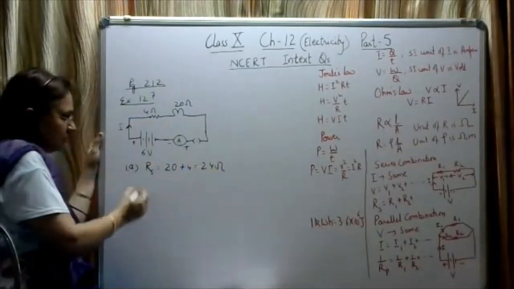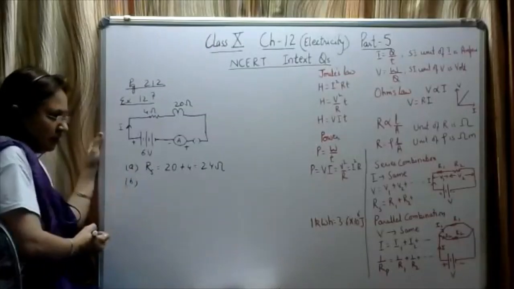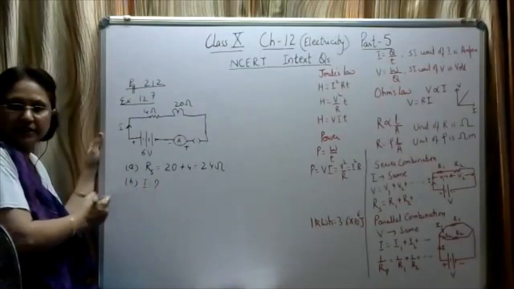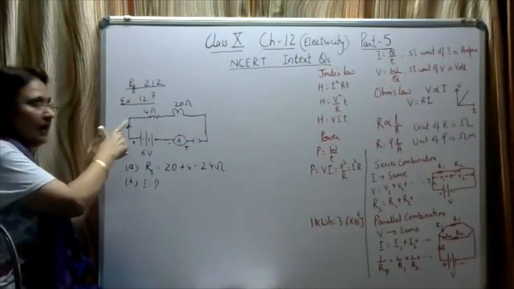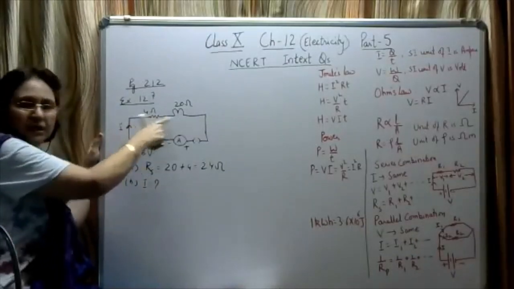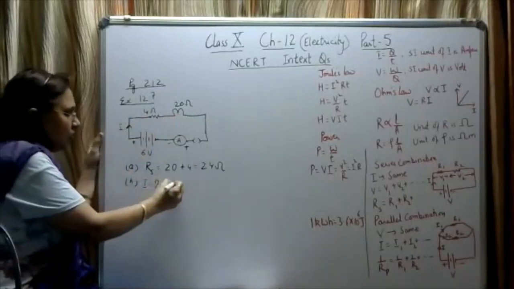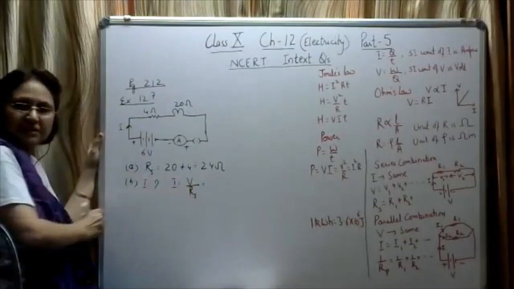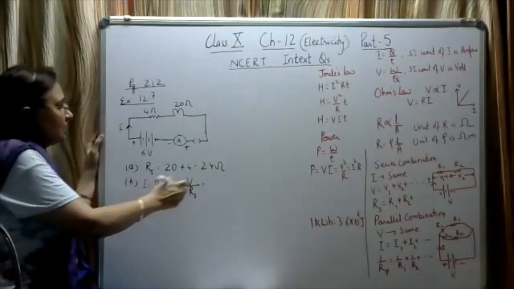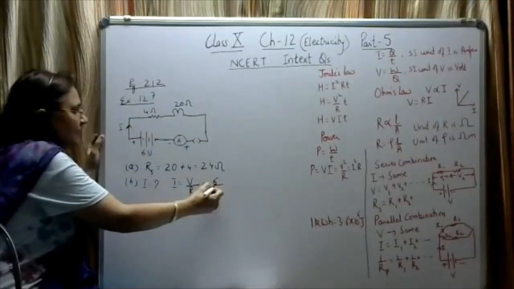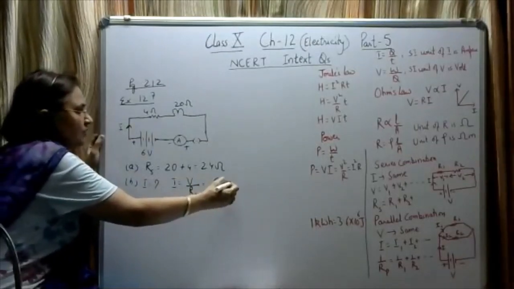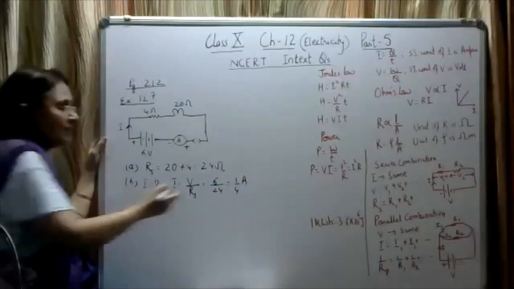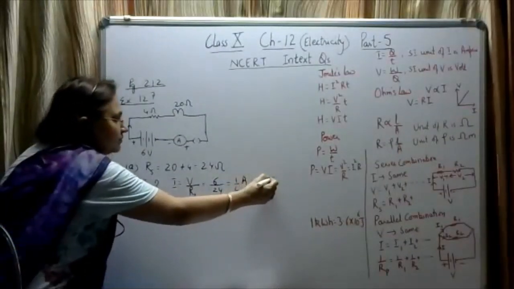B part is the current through the circuit. You have to find out the current through the circuit. This I has to be determined. I is equal to V upon the total resistance of the circuit, which is the equivalent resistance in series. Here V is 6 volts and the equivalent resistance is 24 ohms. So I is 1 upon 4 amperes, or it can be written as 0.25 amperes.